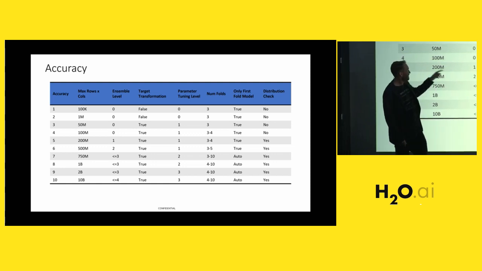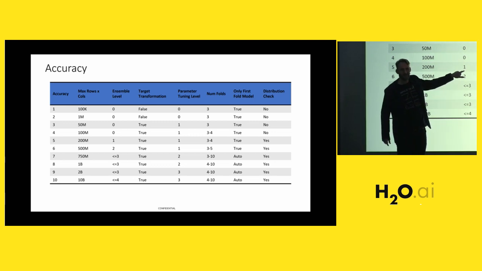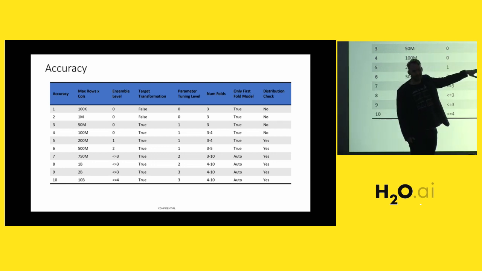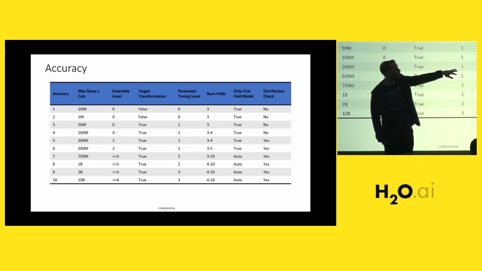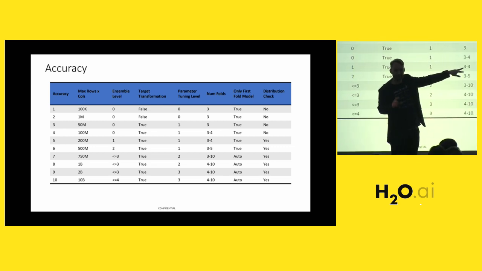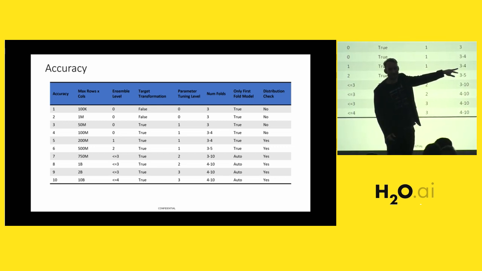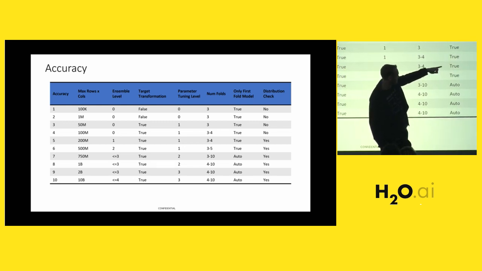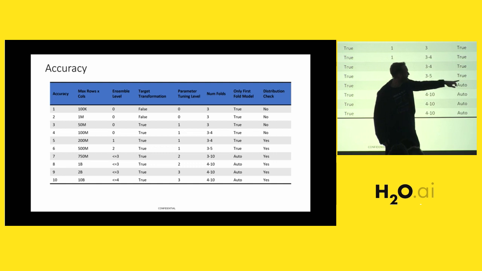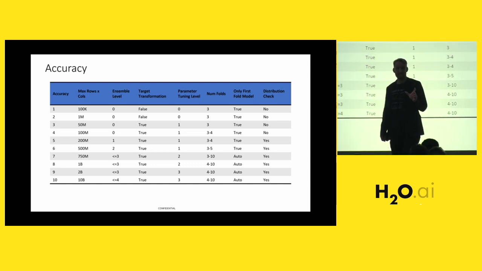It's going to be doing one level of ensembling. So if we didn't want to do an ensemble model, we'd just turn that to 4. It will look at a target transformation. There will be some hyperparameter tuning going on. There will be a cross-validation going on with 3 or 4 folds. Only first fold model. But then it does a distribution check.